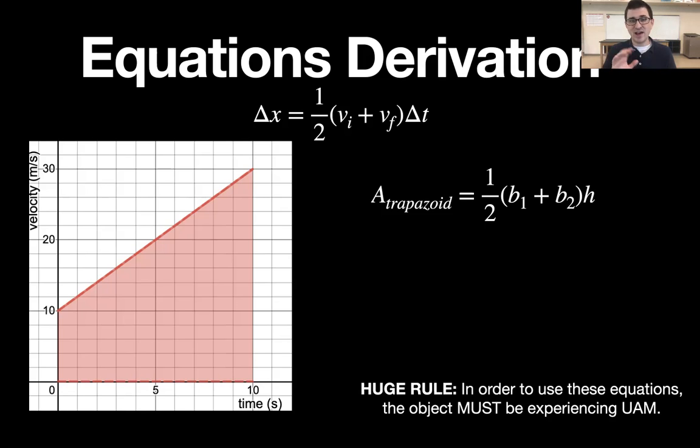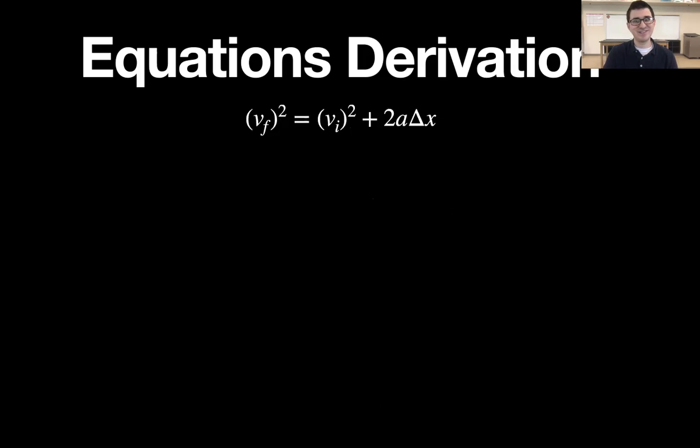And again, I just want to highlight that if this line is not linear, if this is curvy, then we can no longer use the area of a trapezoid because it's not a trapezoid anymore, and therefore we cannot use the equation anymore. So again, I just cannot emphasize this enough. Anytime you use one of these equations, it has to be a linear VT graph, it has to be one constant acceleration.